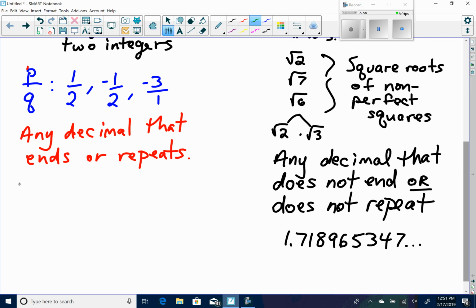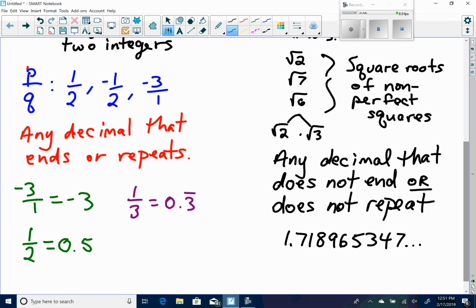So for instance, if I do have -3/1, which turns into -3, we would call that a terminating decimal, even though we really don't see a decimal point. If I had a 1/2, that's just 0.5, and that also just ends. If we see, say, a 1/3, that's actually 0.3 repeating. So we see that repeating bar over it.